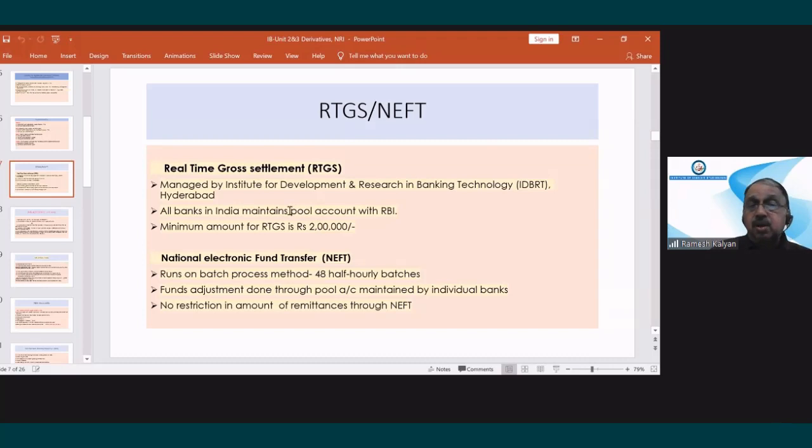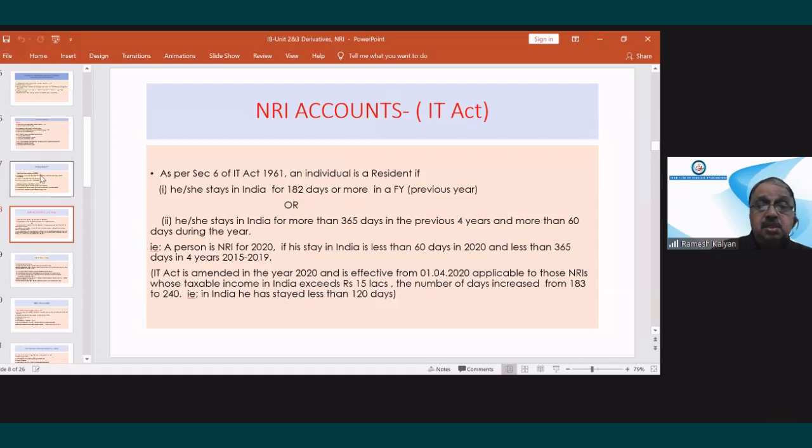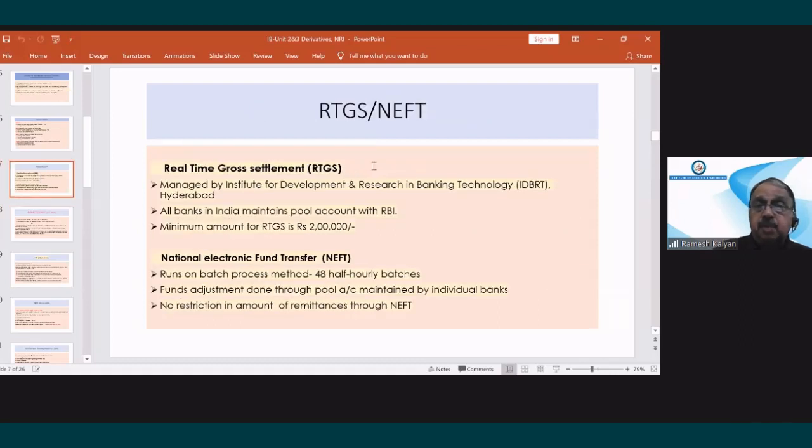They can only ask about the pool account: it is maintained with the Bank of India, whereas here the pool account is maintained by the banks themselves. And another question is about the PSS Act. I told you, Payment and Settlement Systems Act. That you should also remember.